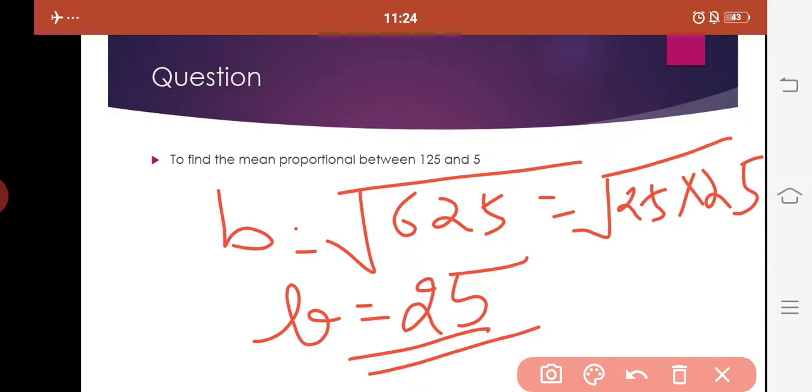So this is how we calculate continued proportion. We check whether the given numbers are in continued proportion or not, and by B equals the square root of AC, we can calculate our mean proportional.